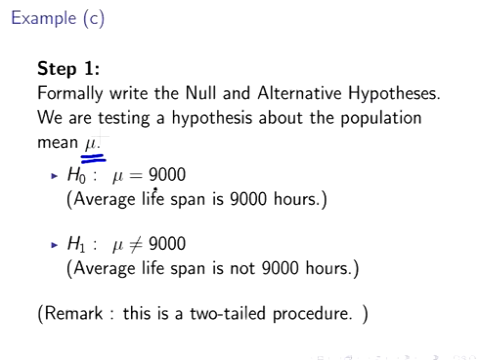So the null hypothesis: mu is equal to 9,000 hours. Let's write a little description. Average lifespan is 9,000 hours. The alternative hypothesis is that it's not equal to 9,000 hours. So that's straightforward enough. Just a quick remark, actually, this is a two-tailed procedure, and usually we write k as the number of tails. So k either is one-tailed or two-tailed. In this case, it is a two-tailed procedure. How do I know? Because we have not equal to here and equal to here. So when we have that pairing of symbols, that means we have a two-tailed test.